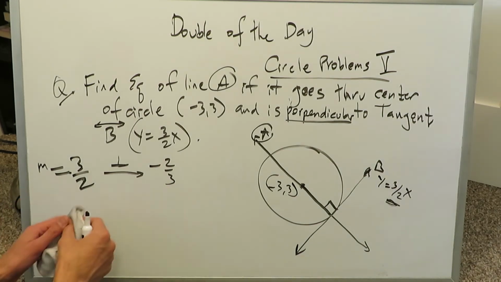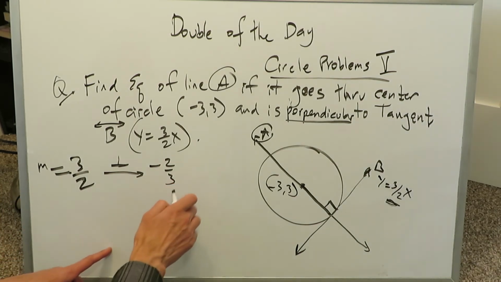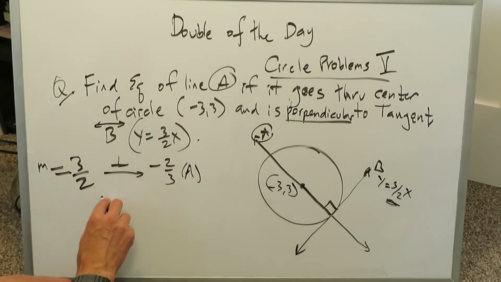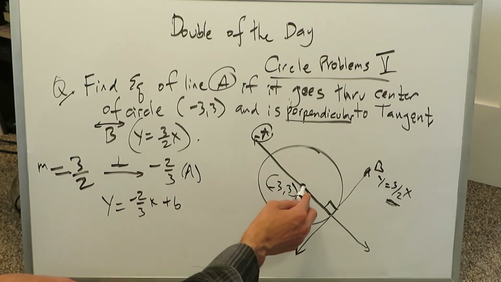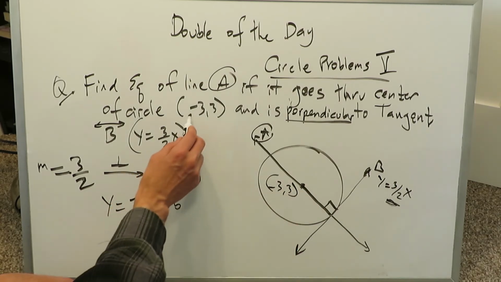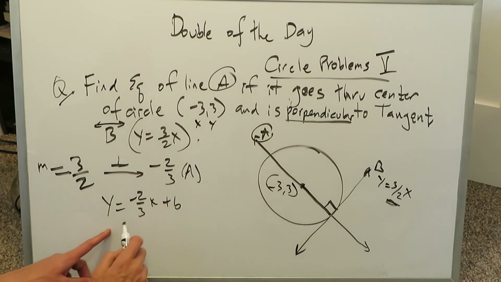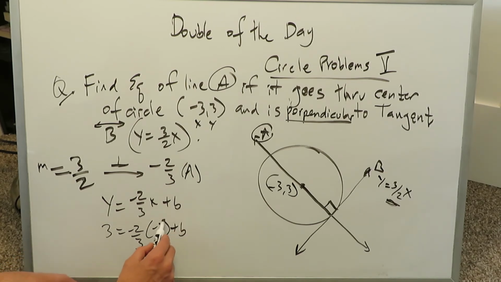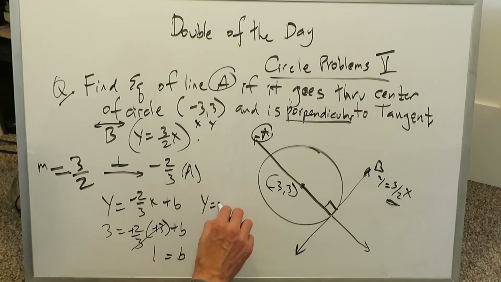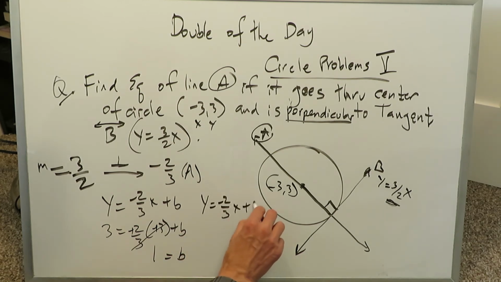Therefore, line A, which is perpendicular now to line B, must have a slope of -2 over 3. y is equal to -2 over 3x plus b, and line A goes to this point right here, the center. We can plug these in as x and my y values right here. 3 is equal to minus 2 over 3 times minus 3 plus b. This minus and this minus cancel out, this 3 cancels out. I have 3 is equal to 2 plus b, so b is equal to 3 minus 2, which is 1. Therefore, the equation of line A must be y is equal to minus 2 over 3x plus 1.